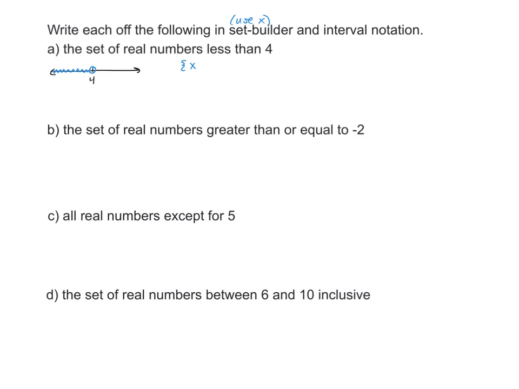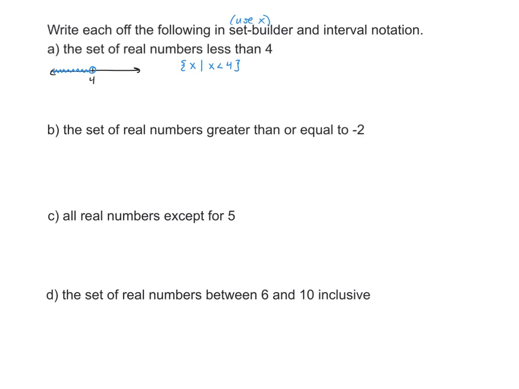So set builder notation says the set of real numbers less than 4 is the set of all numbers x such that, and then we'll use an inequality to describe this set. So we want all of those x's that are less than but not equal to 4. So this describes the set of real numbers less than 4 in set builder notation.